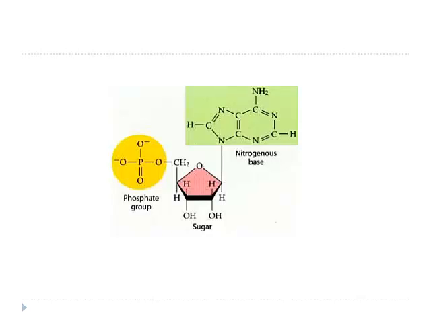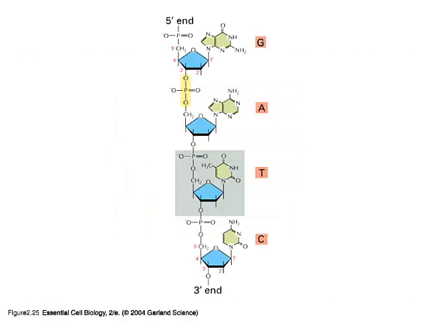So it is the phosphate group that is reactive and forms a covalent bond with the next sugar. Okay, so the covalent bond between phosphates is called the phosphate backbone of DNA.